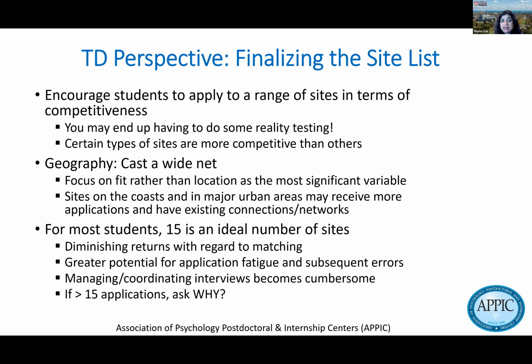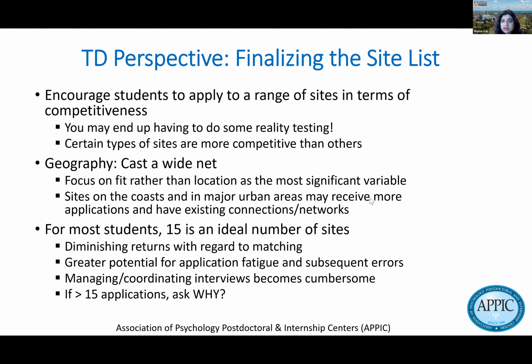The other thing I say to students is that sites on the coast and in major urban areas tend to be more competitive, just because they receive more applications and there might already be existing connections and networks in those areas. So, I live in Chicago. There are 8 PhD programs and 6 PsyD programs just in this city, with probably several hundred students in the practicum market each year. In my application database, there will be students from Chicago, and some of them will be known to us in terms of the practicum sites they were previously at, and some of them will not. I'm not saying that this matters, but just make students aware that there are wider networks.